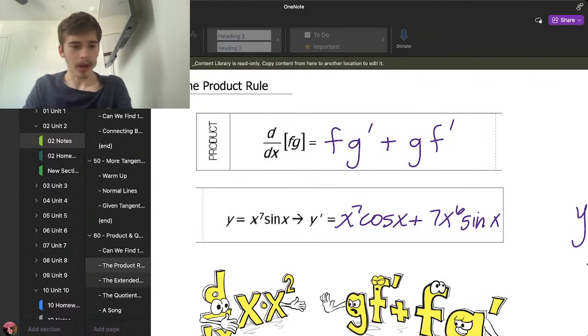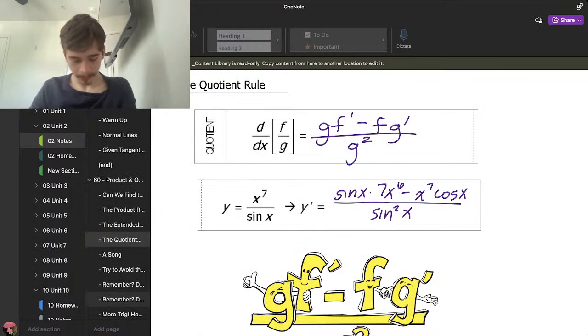Derivative. Product rule. I covered this. Extended, covered. Quotient. Okay.